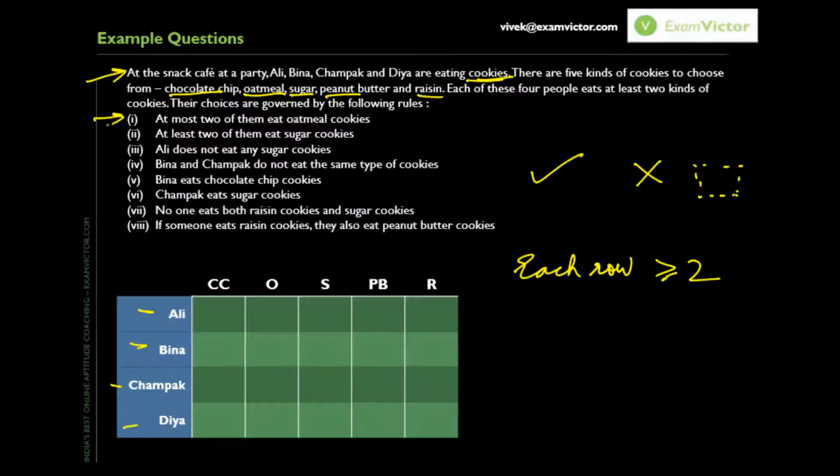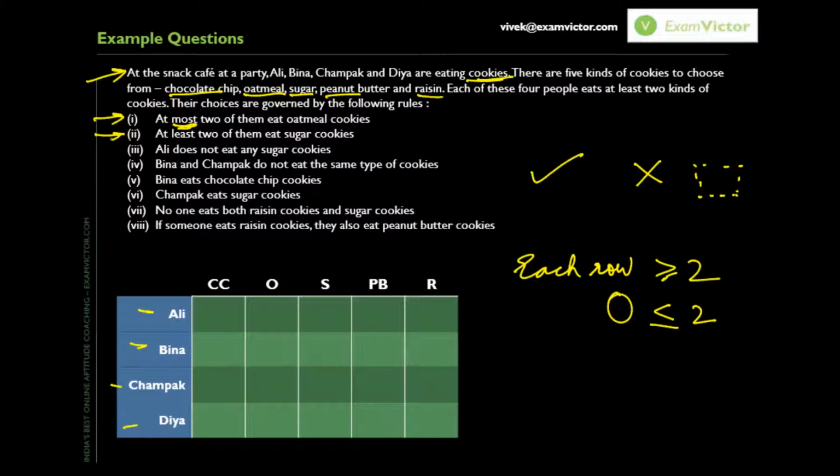Now let's start reading these bullet points. This one says, at most 2 of them eat oatmeal cookies. So for oatmeal, you have less than or equal to 2 because it says at most. At most 2 of them eat oatmeal cookies. So the number of ticks in the oatmeal column has to be less than or equal to 2.